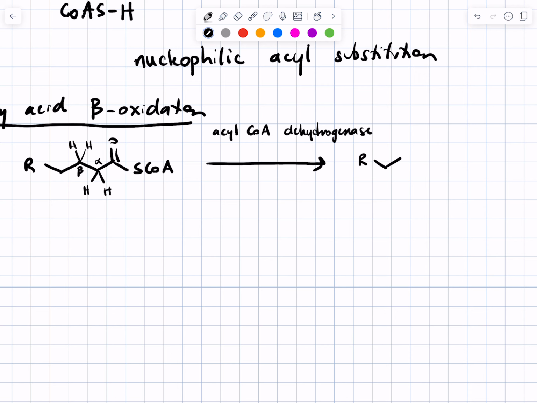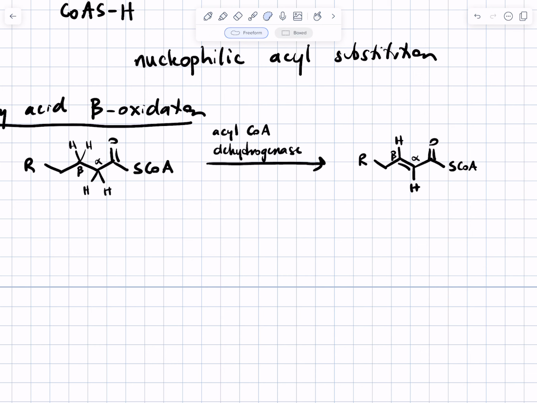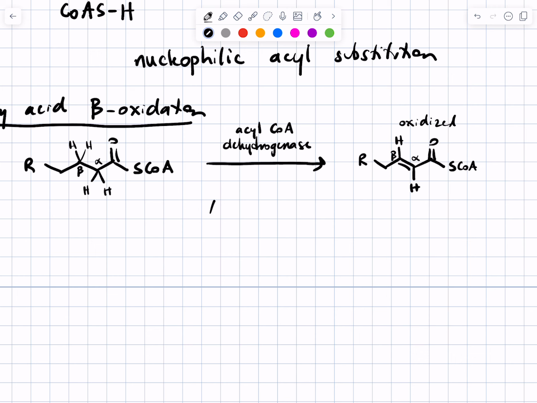Notice that after the reaction, there's going to be unsaturation. That is, we will have lost hydrogen atoms from both the alpha and the beta carbons. And the fact that we're going from an alkane to an alkene tells you that this is an oxidation reaction. This molecule is oxidized. In order for an oxidation reaction to happen, you need an oxidizing reagent.